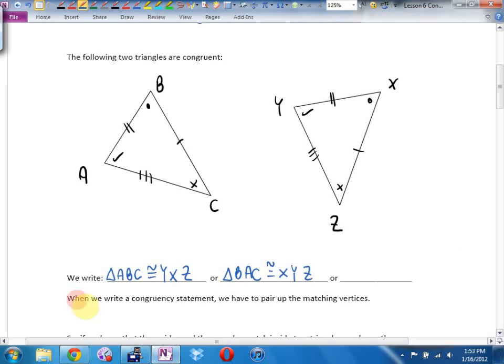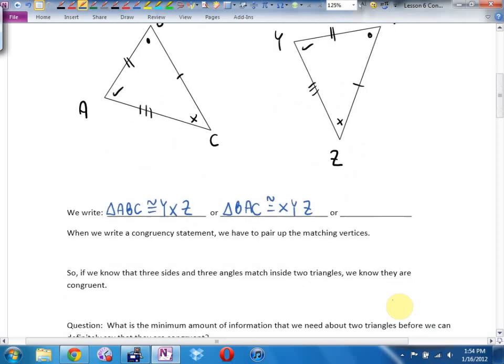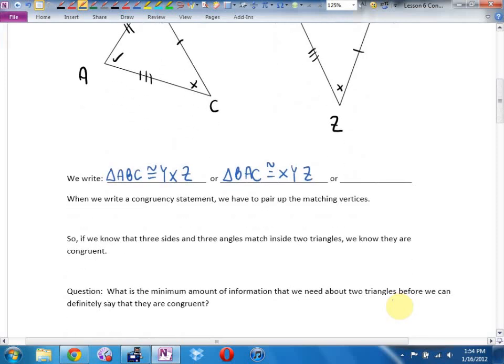So, here's the issue that we want to ask. If we know three sides and three angles in a triangle, then we know they're congruent. How little information do I need to give you before you can say, stop, that's enough, I can tell you for sure they're the same size, same shape. So what we're asking is, what's the smallest argument I need to make before it's sit down and shut up, I'm right? Okay? Question, what's the minimum amount of info that we need about two triangles before we can definitively say they're congruent, don't give me any more information?